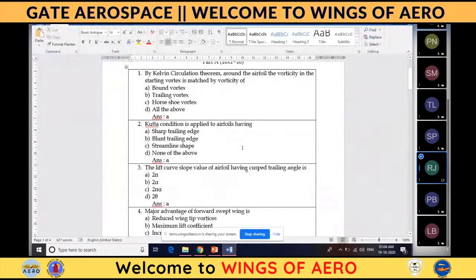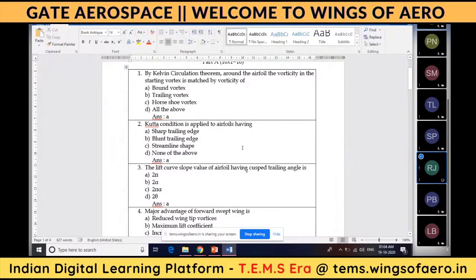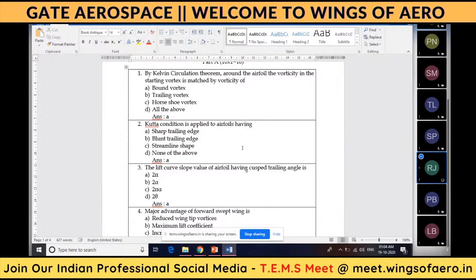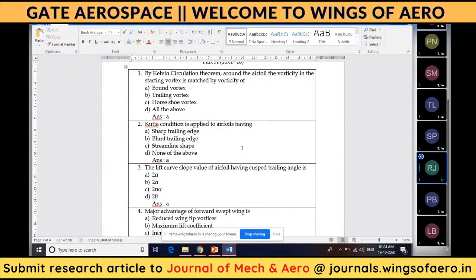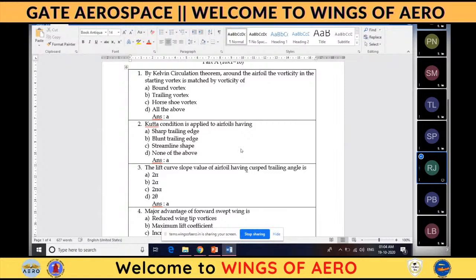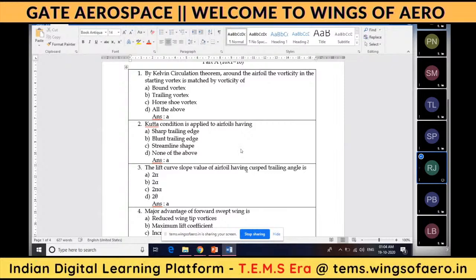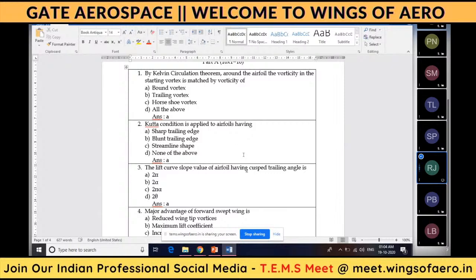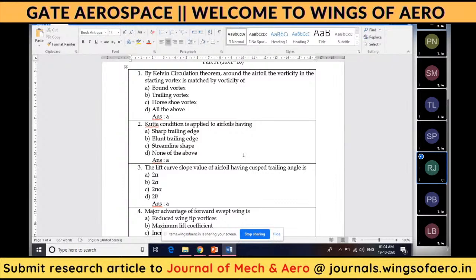The third question is the lift curve slope value of an aerofoil having a cusped trailing edge. In our last session itself, we discussed that the lift curve slope value won't change no matter what the aerofoil is. Maybe it is a symmetrical aerofoil, or a supercritical aerofoil, or whatever aerofoil it may be, maybe a cambered aerofoil. The lift curve slope value won't change. The value of lift curve slope is 2 pi, and the notation for lift curve slope is a.